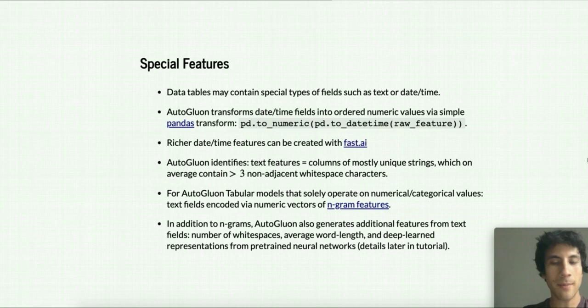For AutoGluon tabular models that solely operate on numerical and categorical values, say models like trees, text fields are encoded via numerical vectors of n-grams. In addition to n-grams, AutoGluon also generates additional features from text fields, such as the number of white spaces, the average word length, as well as deep learned representations from pre-trained neural networks, which we will describe in a later tutorial.